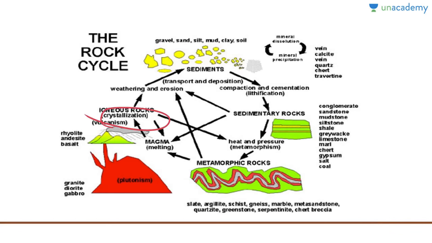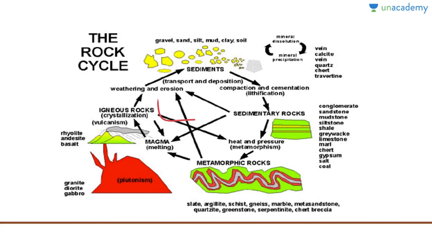See, igneous rocks are formed after the cooling and crystallization of magma, right? Now after weathering, erosion, transportation and deposition, sediments are formed. After the compaction and cementation of sediments, sedimentary rocks are formed. Now if these sedimentary rocks are subjected to intense heat and pressure, what happens? Metamorphism, or change of form, takes place, and that leads to the formation of metamorphic rocks. Right, and in fact igneous rocks can also change their form to metamorphic rocks. Sedimentary rocks can also directly form igneous rock.